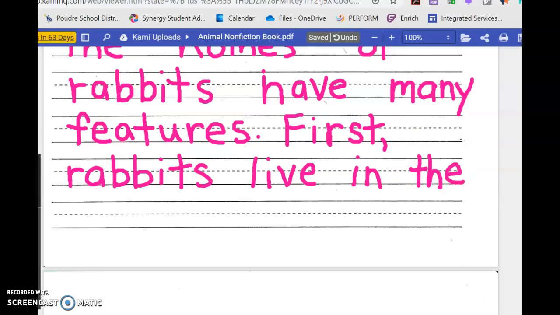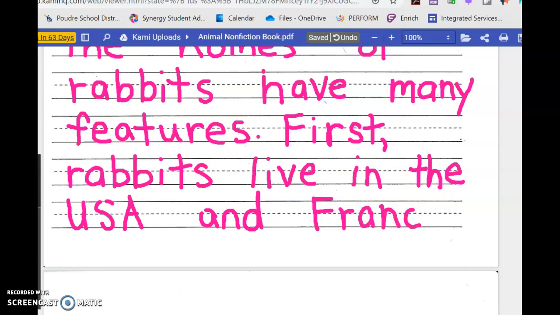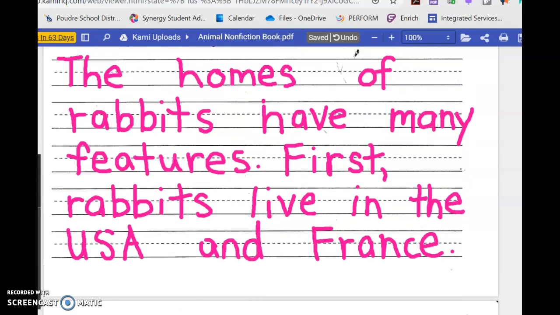Rabbits live in the capital U, capital S, capital A. Then leave a finger space, magic C, A for and, dive down N, magic C, D, up like a helicopter, back down, and leave a finger space for France, capital F, dive down R, magic C, A, dive down N, magic C, hit the ball, run around the base for E. First, rabbits live in the USA and France.